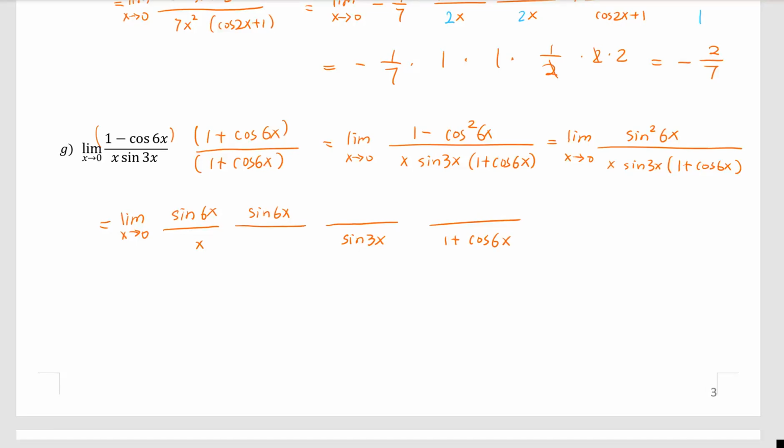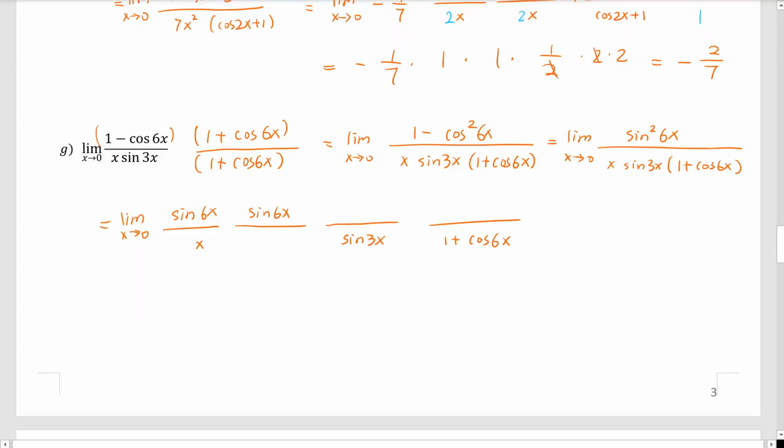So after you split up, make sure, okay, what's the numerator? Sine 6x times sine 6x, I get sine squared 6x. The bottom, I have x, sine 3x and 1 plus cosine 6x. That is my denominator, okay? So you can check your work to make sure you're not putting the factors in the wrong place. Okay, so let's continue.